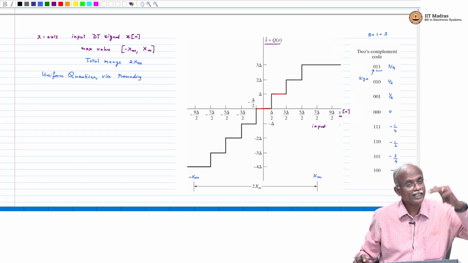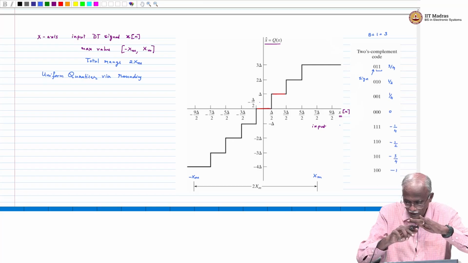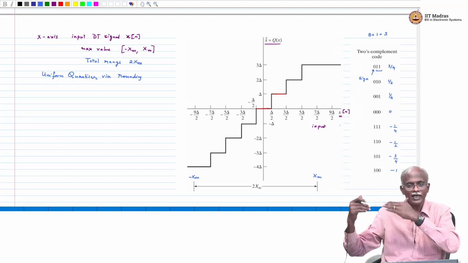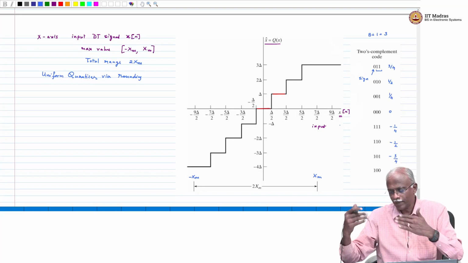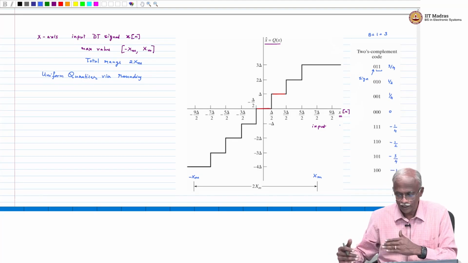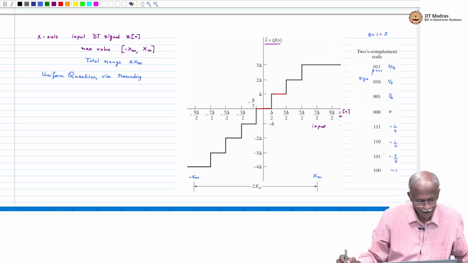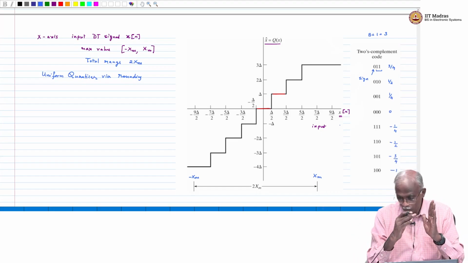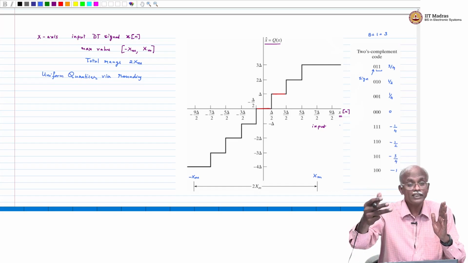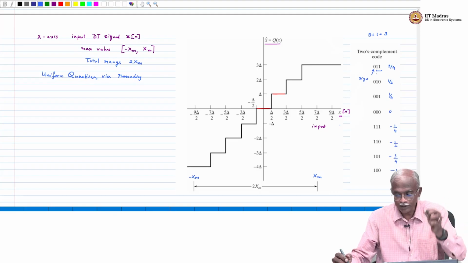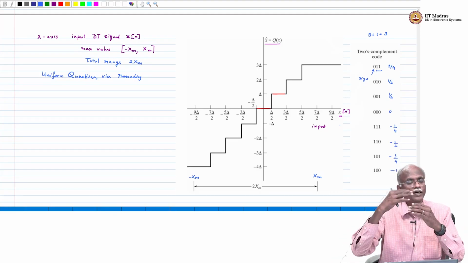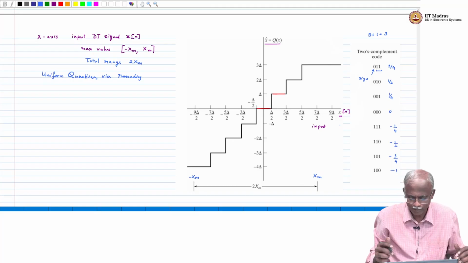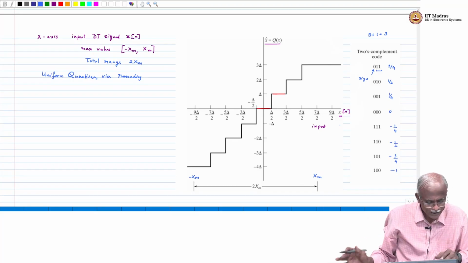With 3 bits, you can get 8 levels, and because you have chosen one of the levels to be at 0, remember that though it looks symmetric, you will have one extra level either for the positive or for the negative. By convention, we have taken that extra level on the negative side. Any value in this range, when you pass it through a quantizer, will give you exactly 3 bits. If it is a positive number, the first bit will always be 0, and the next 2 bits will decide whether it is between 0 and 0.25, or between 0.25 and 0.5, or between 0.5 and 0.75.